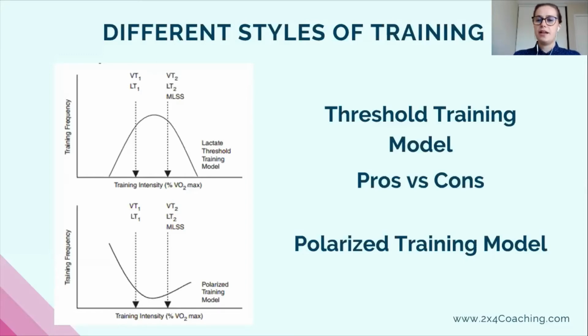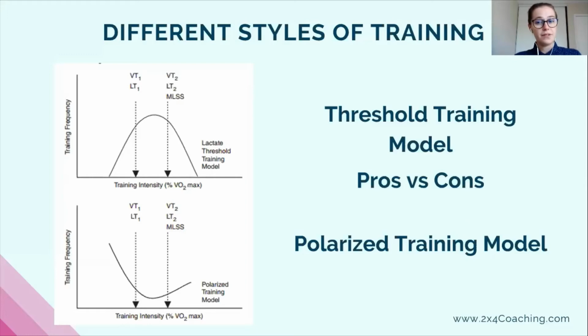Both of these training models have pros and cons. For example, a good thing about the threshold training model is that it might be more beneficial for athletes who don't have a lot of time. If you have a very limited amount of time to dedicate to training, maybe 8 hours or less per week, then you might choose a threshold training model because you don't have enough time to do a lot of zone 1.